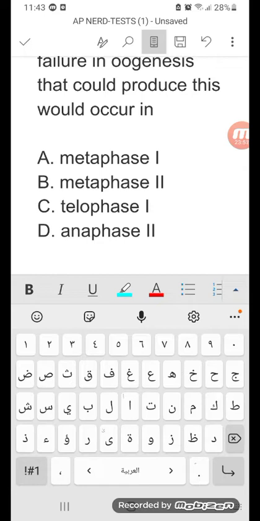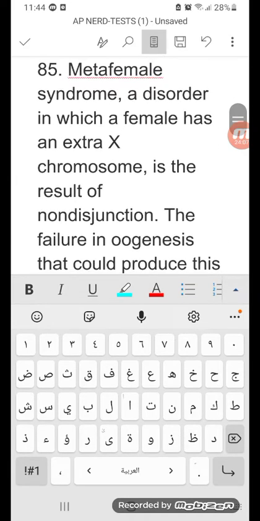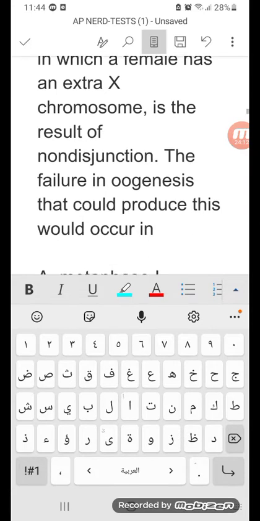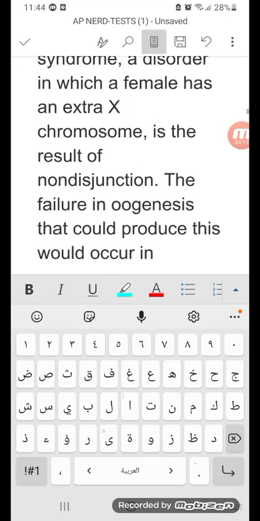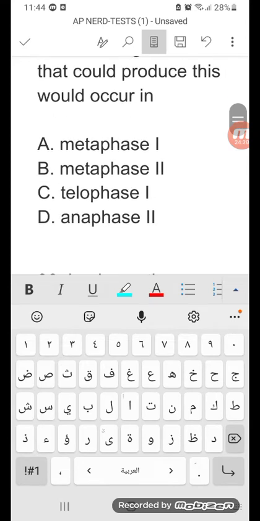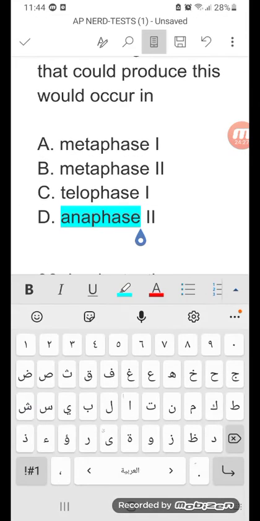But assume they gave you anaphase 1 and anaphase 2. What's the difference? If it happens in anaphase 1, we would have 2 extra X chromosomes. But since we only have 1 extra X, that means it happens in anaphase 2, because we are separating sister chromatids. Are you with me?